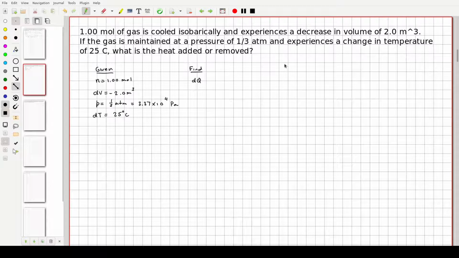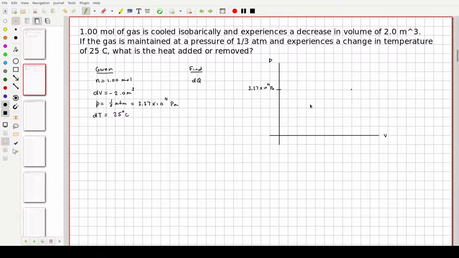Now again, I'm going to draw this on a PV diagram. You may or may not need the PV diagram to understand what's going on. But again, we know visually a lot of times it's easy to see things that analytically it may not be easy to see. So again, we have a constant pressure. Our pressure is 1/3 of an atmosphere, or 3.37 times 10 to the 4th pascals. Now our gas is decreasing in volume.